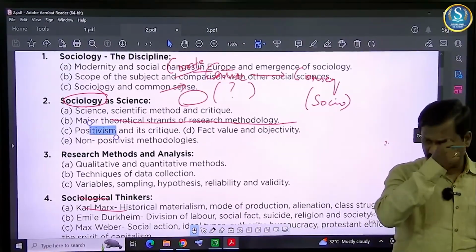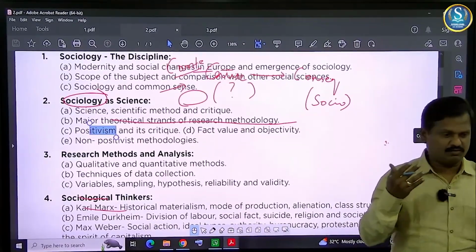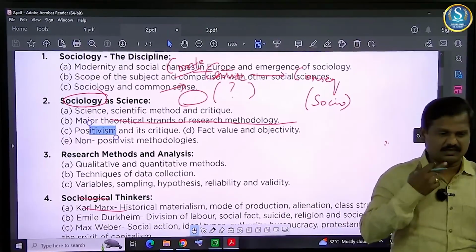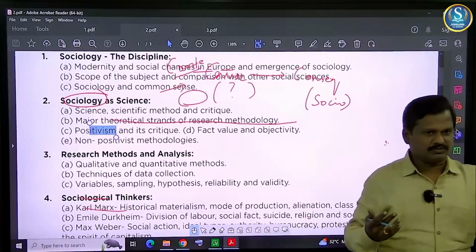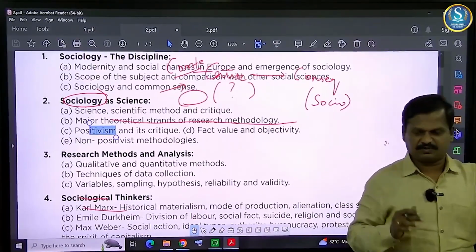If I didn't do well in the school, if I didn't do well in the college, will I be able to clear prelims? 12 lakh people are applying, only 12,000 people are clearing. This confusion comes.